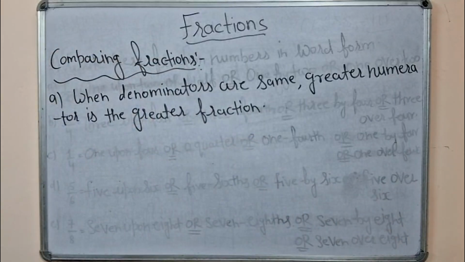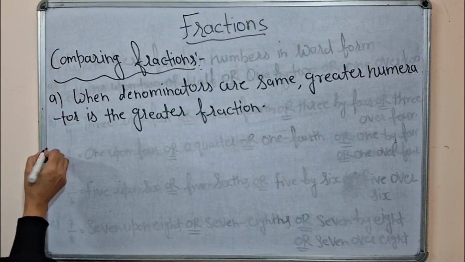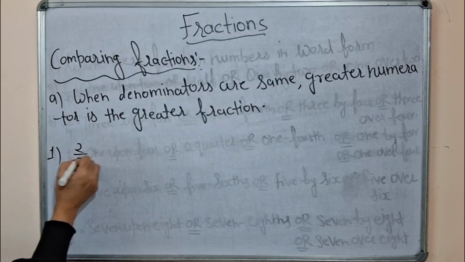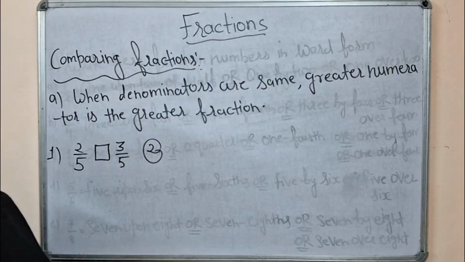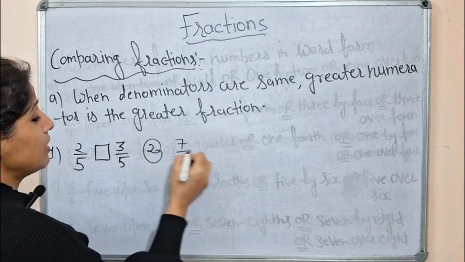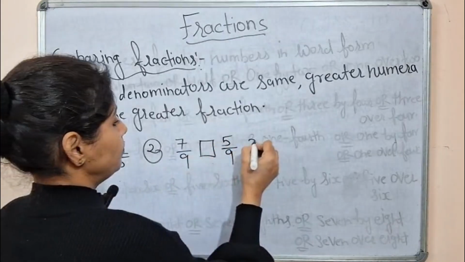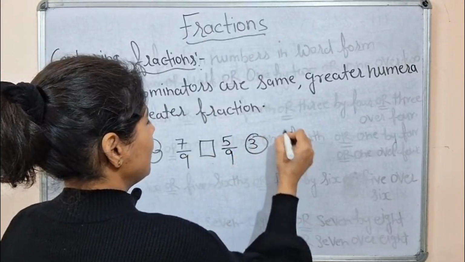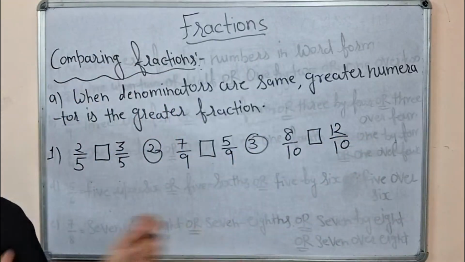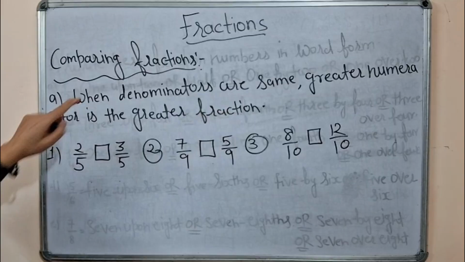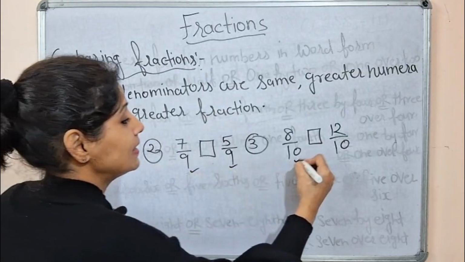Okay. So, I'm taking a few examples for you so that you can understand this rule clearly. So, first example says 2 upon 5 is bigger or 3 upon 5 is bigger. My second example is asking whether 7 upon 9 is greater or 5 upon 9 is greater. My third example is asking whether 8 upon 10 is greater or 12 upon 10 is greater. So, very simple to tell once you know the rule. When denominators are same, denominator means this number and this number, right?